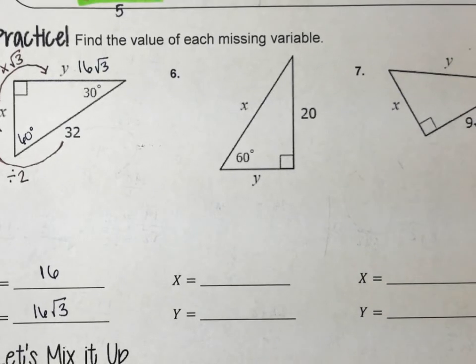Number 6, who can I follow with this? Jamal. Number 6. They give us the long leg, bro. They want us to find the short leg and the hypotenuse. Got to do short leg first. We can't go directly from long leg to hypotenuse. Got to get the short leg.